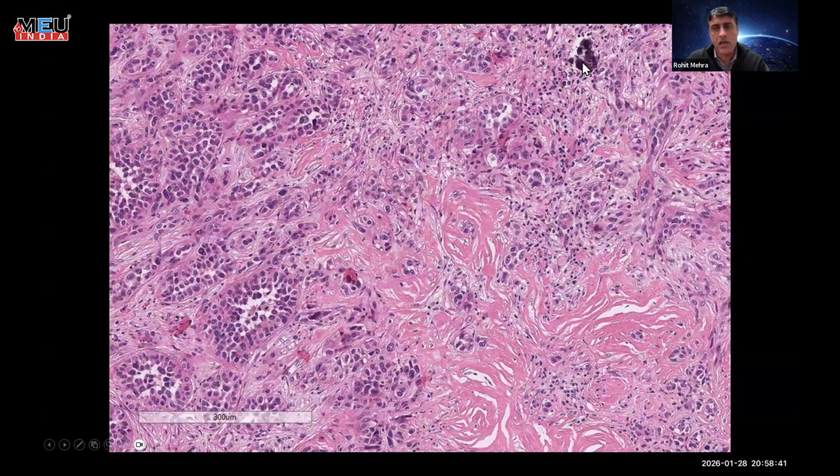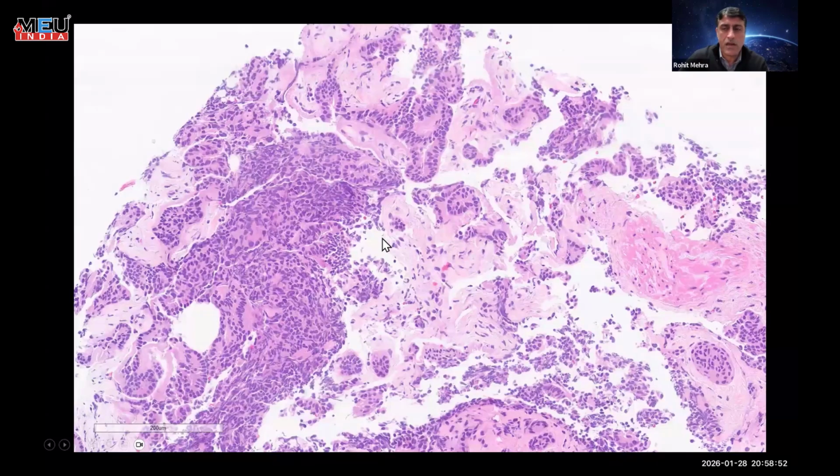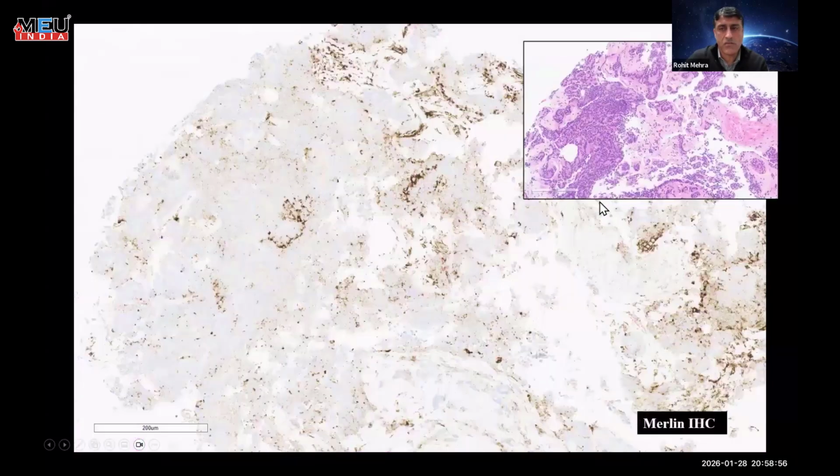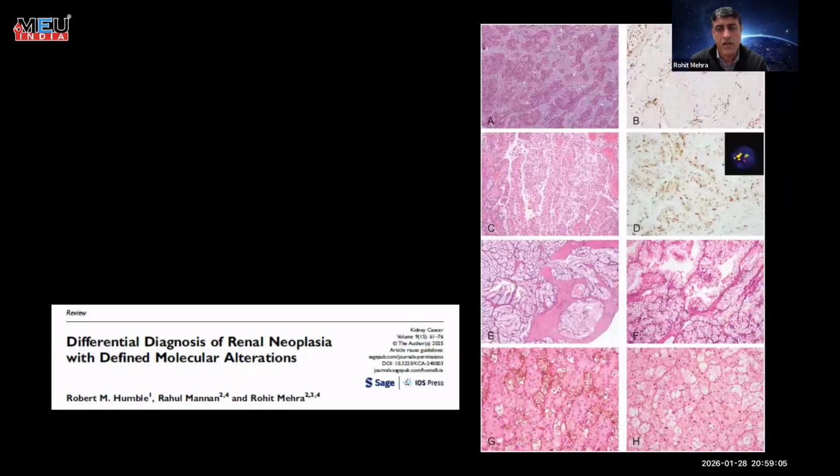Here we can see the psammomatous calcs, and we can see a very hyalinizing and psammomatous background, and the tumor is inherently high grade in nature. I came across this renal tumor biopsy actually in the last few months. And when I worked up this tumor, it was again positive for loss of Merlin IHC expression. We have to remember that Merlin loss can happen both in a primary and secondary fashion in these tumors.